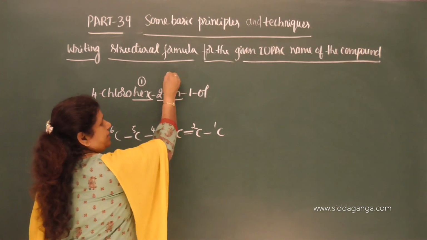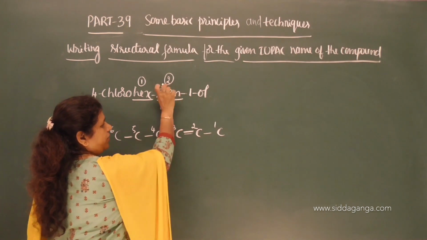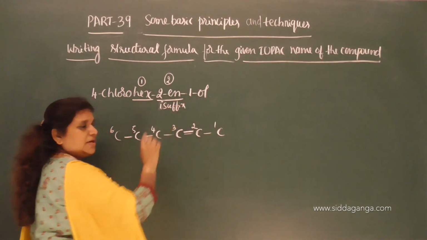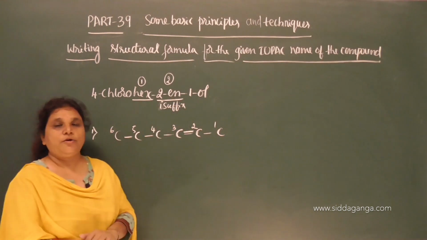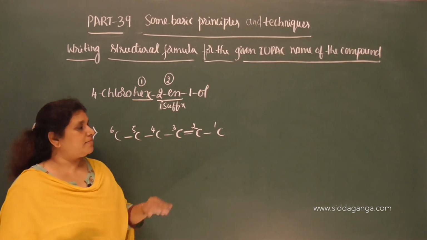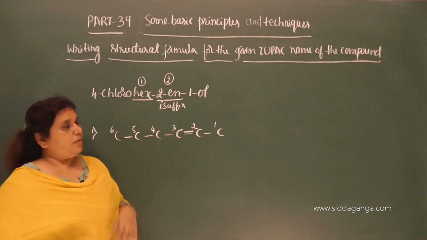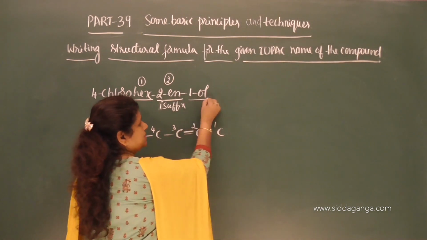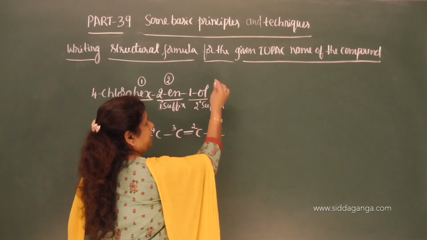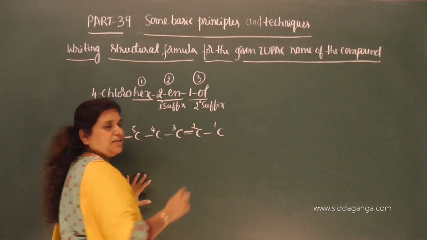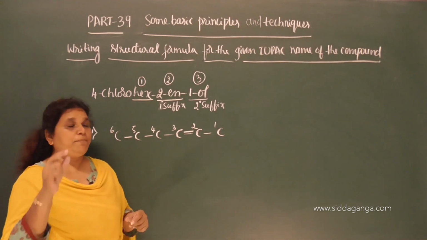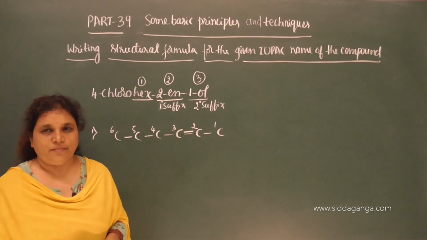Then what is the second step? We need to consider the primary suffix of the name. On the basis of primary suffix, we have to place the multiple bonds on the appropriate carbon atoms in a carbon chain. What is the third step? On the basis of secondary suffix, identify the functional group and place that functional group on the appropriate carbon atom.